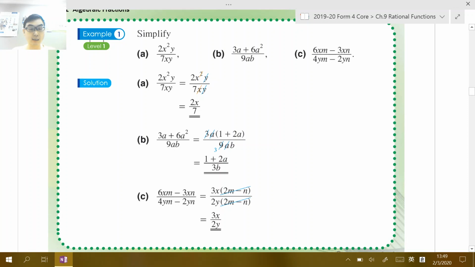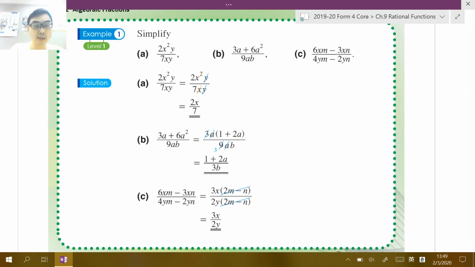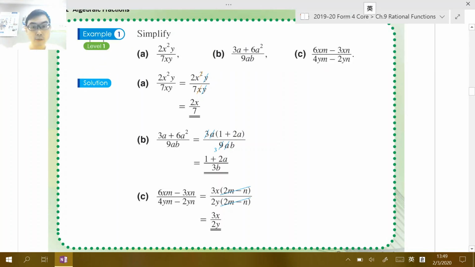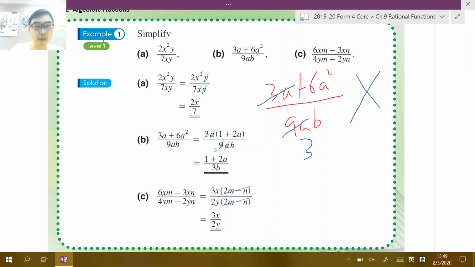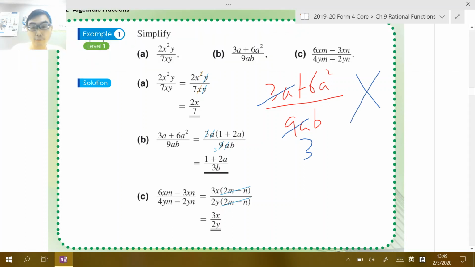For example, you can take a look at part B. You can see here 3a plus 6a squared over 9ab. It is wrong to just cancel the 3a and 9a like this. If you do it this way, it is wrong. We can only first take out the 3a to make the numerator 3a times (1 plus 2a), and the denominator is 9ab.